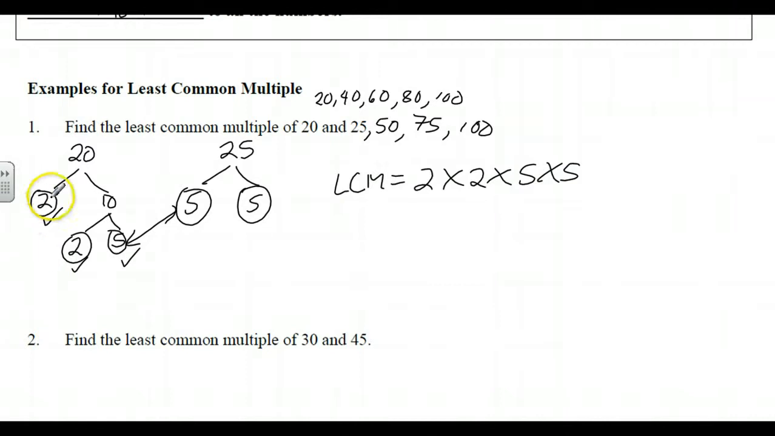So we just see how many times the factor 2 appears, and we take the most number of times it appears. So 2 appears twice, 5 appears twice. It's 2 times 2 times 5 times 5, which is 25, 50, 100. And that's the systematic method.